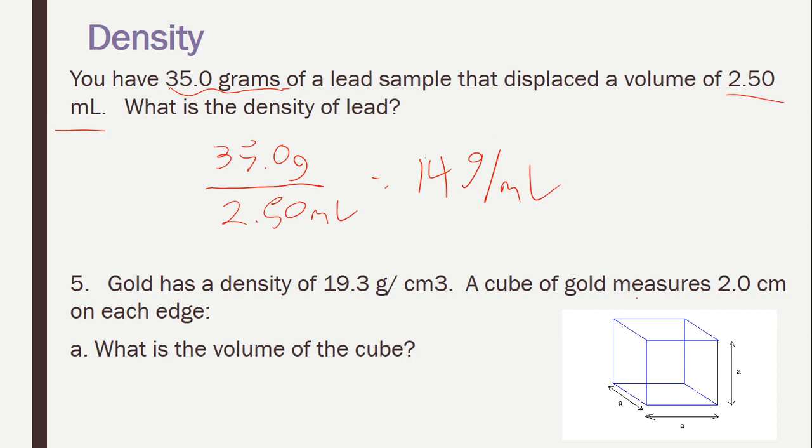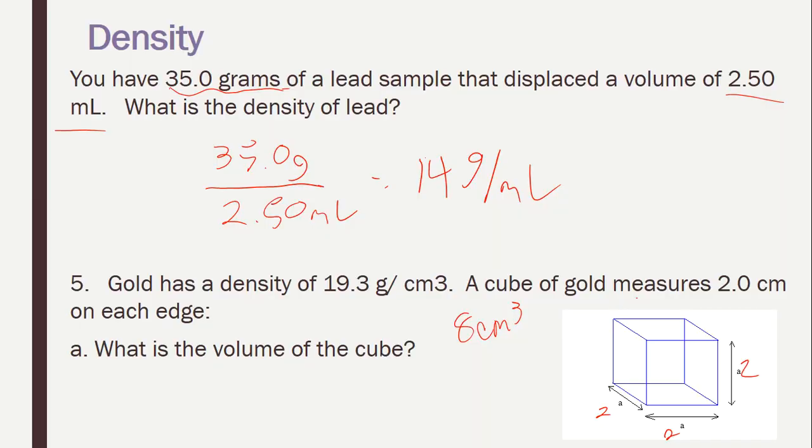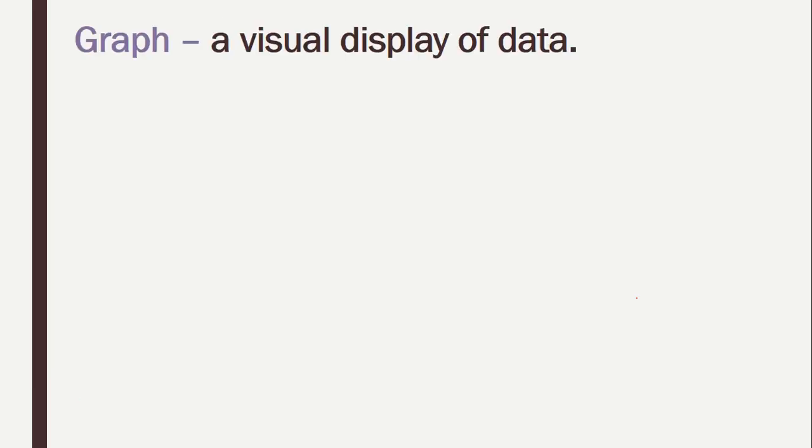Gold has a density of 19.3 grams per centimeter cubed. A cube of gold measures 2 centimeters at each side. What's the volume of the cube? So if you have a 2 and a 2 and a 2, we just learned that that's going to be 2 times 2 times 2, which is 8. So it's 8 centimeters cubed is the answer to that one.